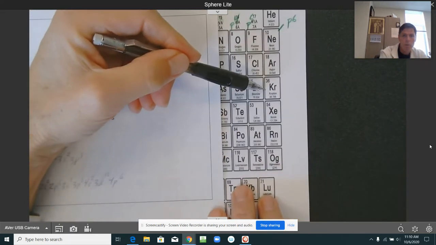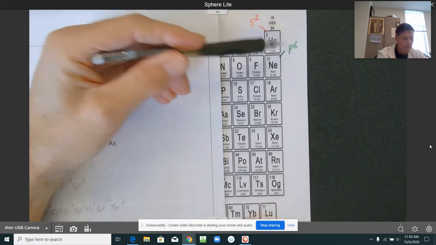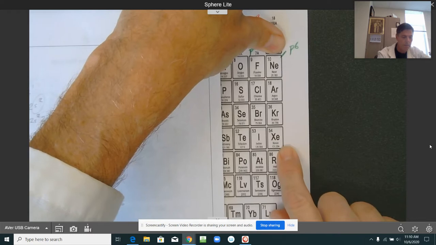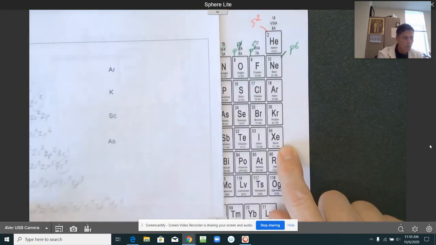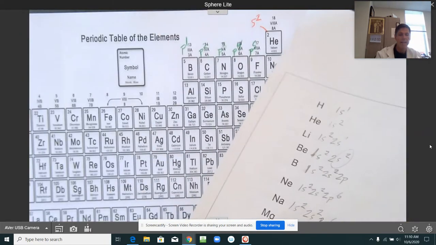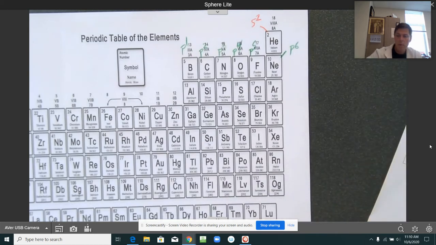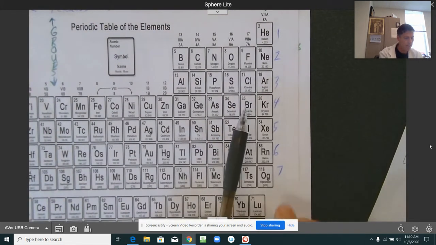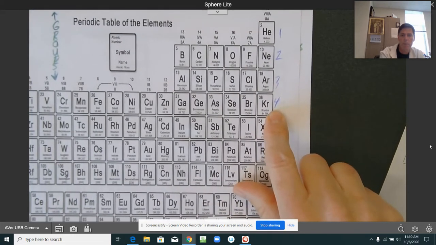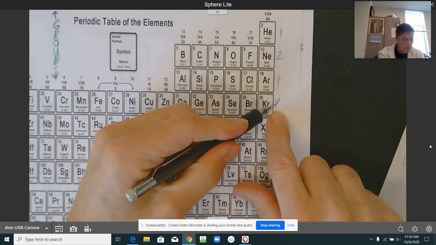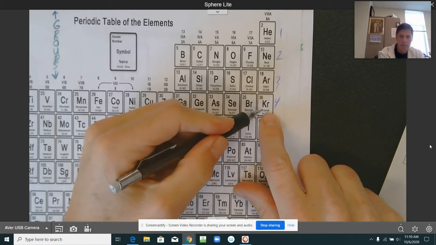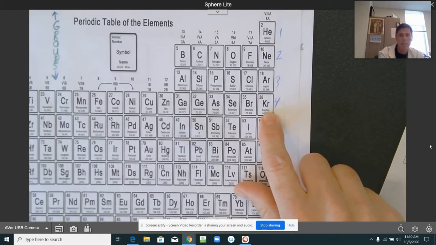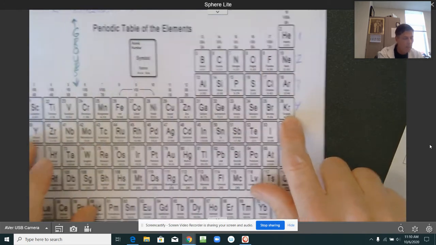I saw where krypton was, and I knew everything here, with the exception of helium, ends in a p6. Also remember, I said to go ahead and number your periods. I saw that krypton was in the 4th period, so krypton's going to end in 4p6. That means everything prior to that needed to be covered. Mentally, this is what I did.